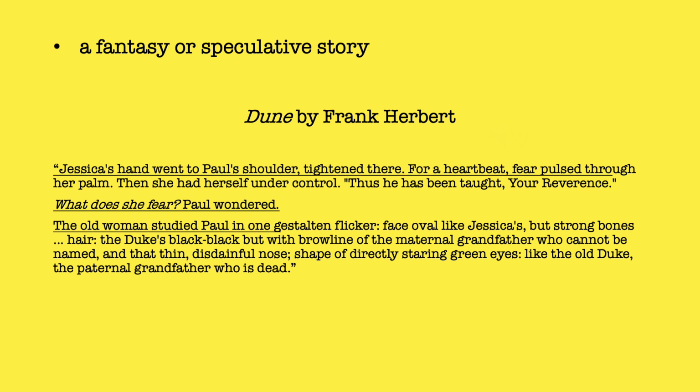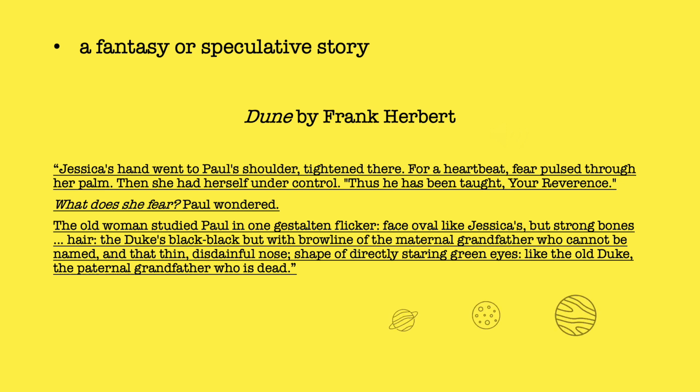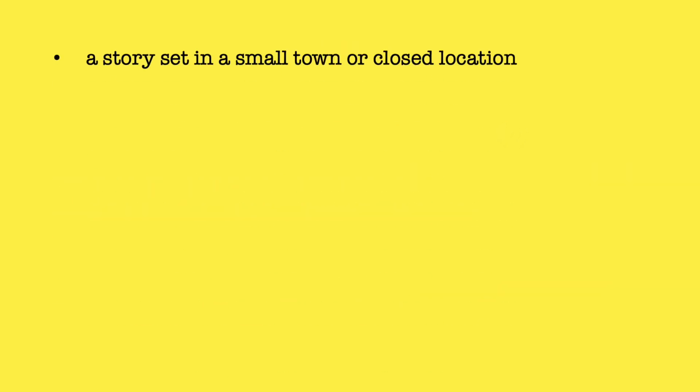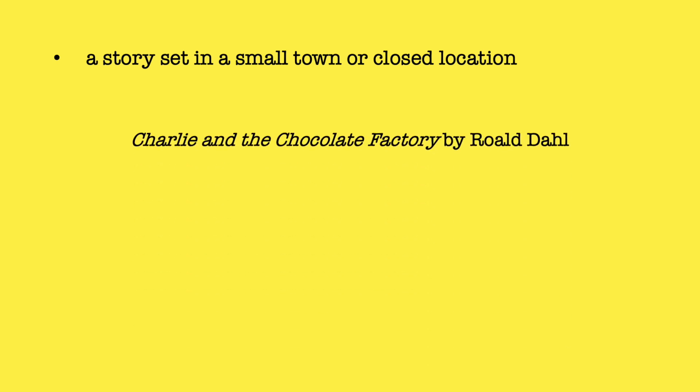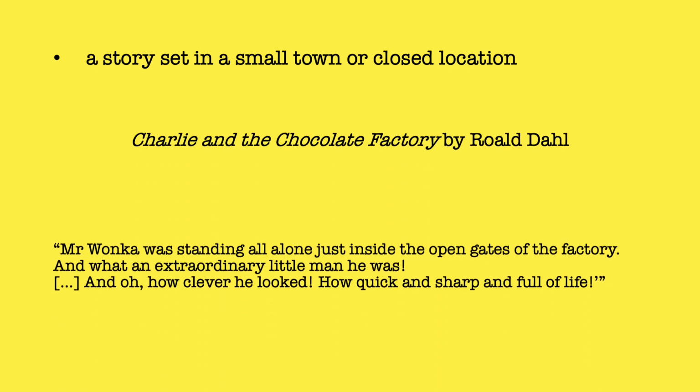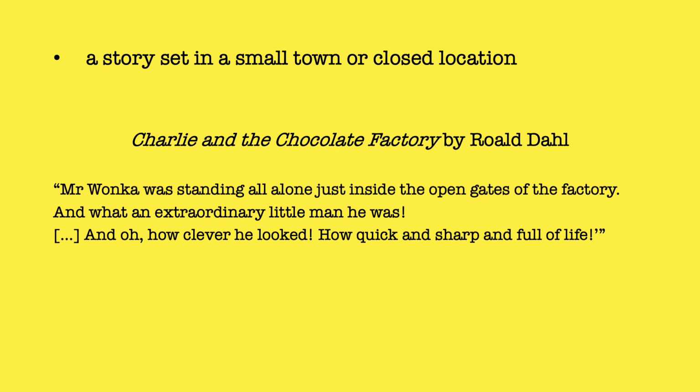Here we encountered Jessica, Paul and the Reverend Mother's feelings and thoughts. Perhaps you're writing a story set in a small town or other closed environment. Using the omniscient point of view allows the reader to learn all about the inhabitants, their backstories, their feelings, their thoughts and their complex relationships. An example is Charlie and the Chocolate Factory by Roald Dahl. This excerpt highlights Dahl's use of the omniscient point of view.